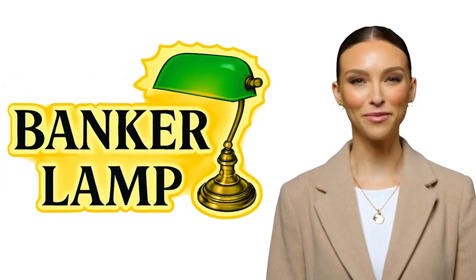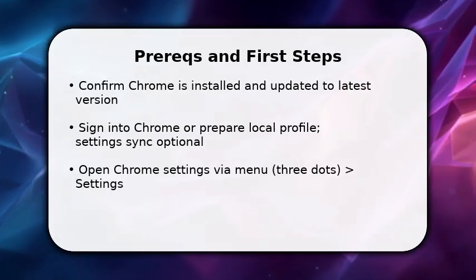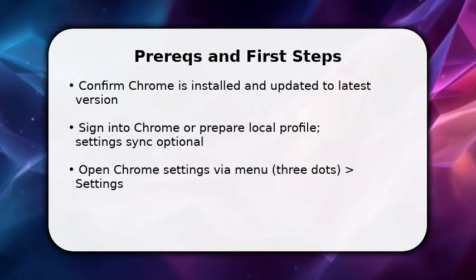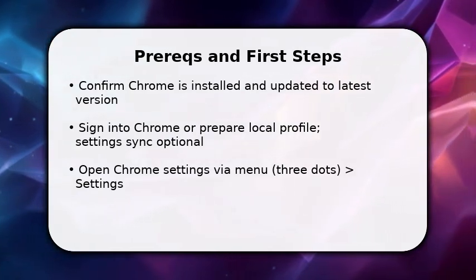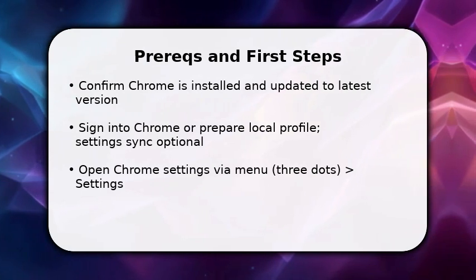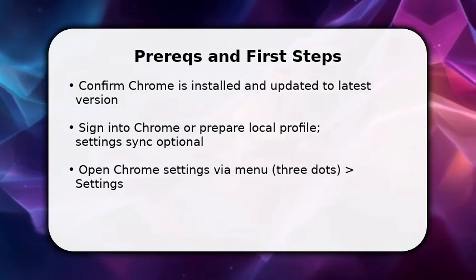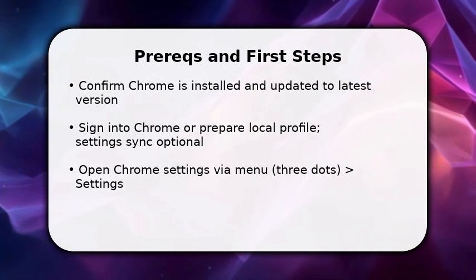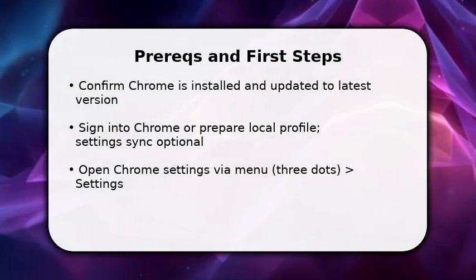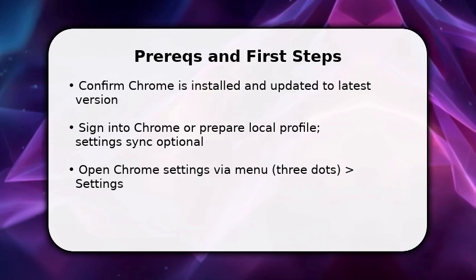Please enjoy the video. You already have Chrome and are signed in or ready to use a local profile. Open the three-dot menu at top right and choose Settings to begin. Once there, focus on the Search Engine section. This is where defaults live. Make sure Chrome is updated so options match these instructions.